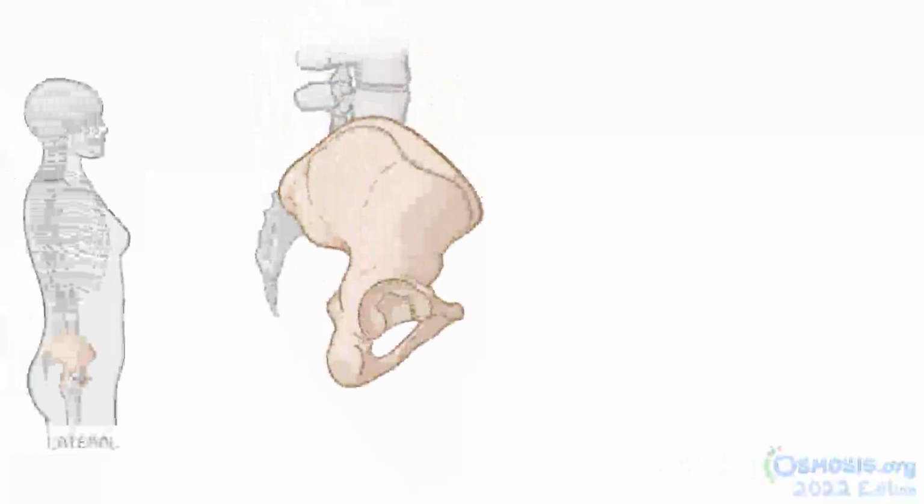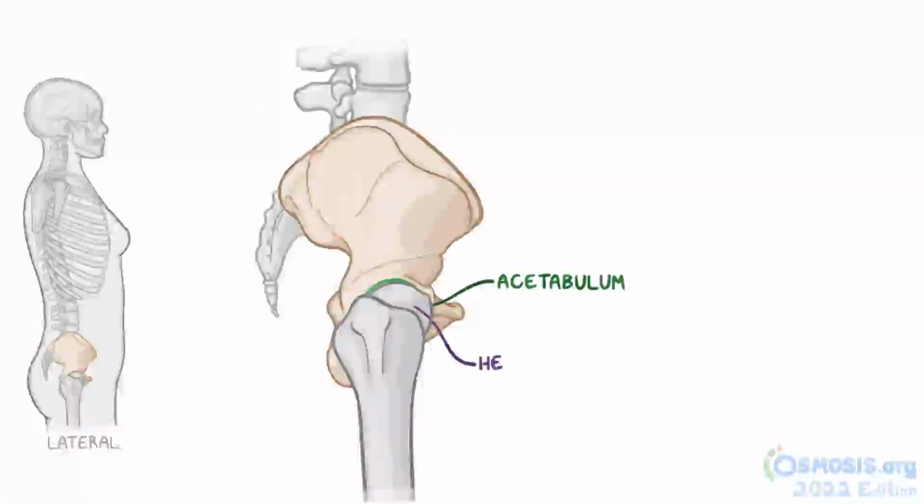Now that we know a bit about the bones separately, let's talk about what they form together. First, there's the acetabulum, which is a large socket of the lateral face of the hip bone that articulates with the head of the femur to form the hip joint. Each of the three primary bones contributes to the acetabulum as follows.